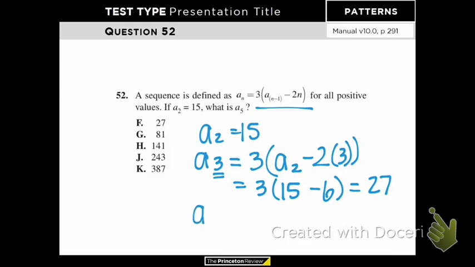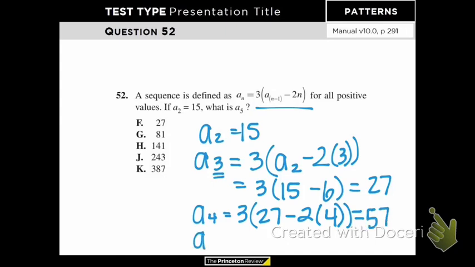So we need to find A sub 4. So we get 3 times A sub 3, which we said was 27, minus 2 times n, which here is 4. So when we do the math there, we end up getting 57. And then one more time. A sub 5 is 3 times A sub 4, which we said was 57, minus 2 times 5. And when we do the math, we get 141. So that gives us our answer, which is H.